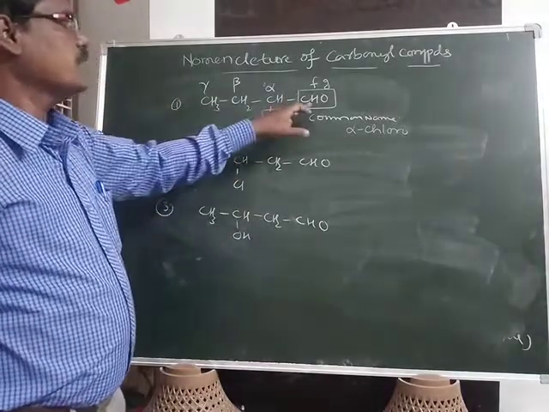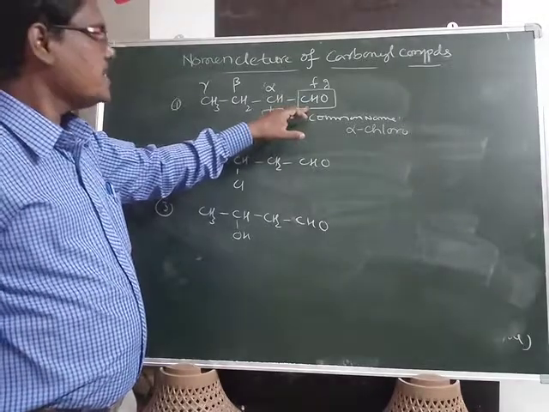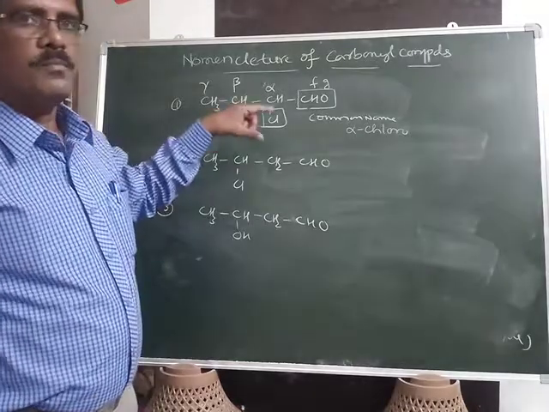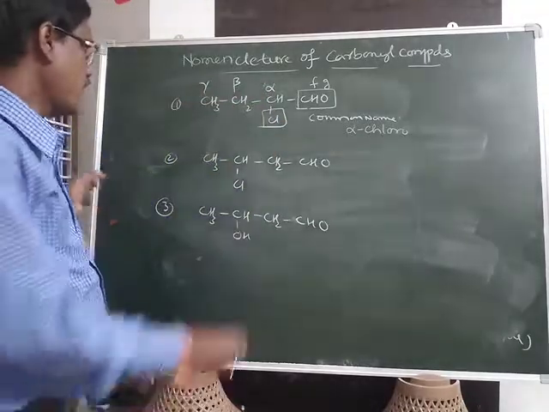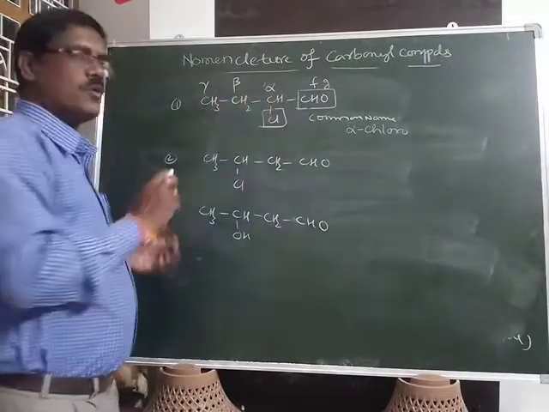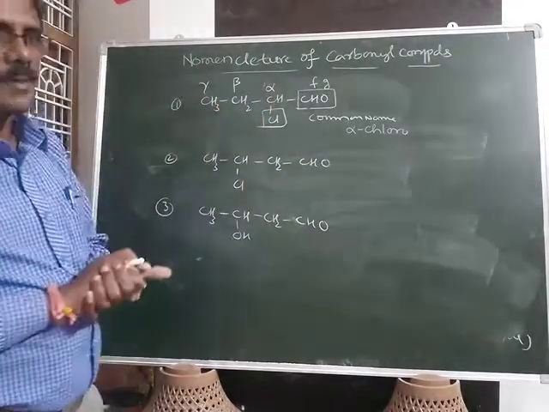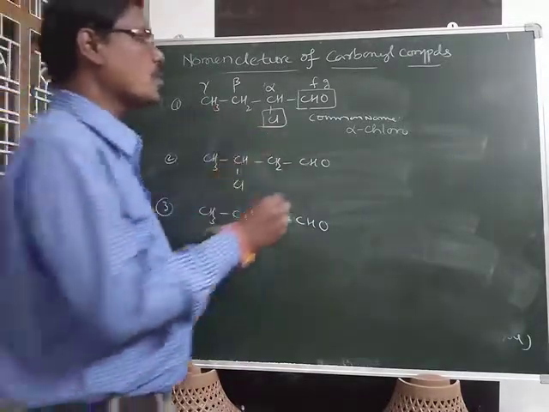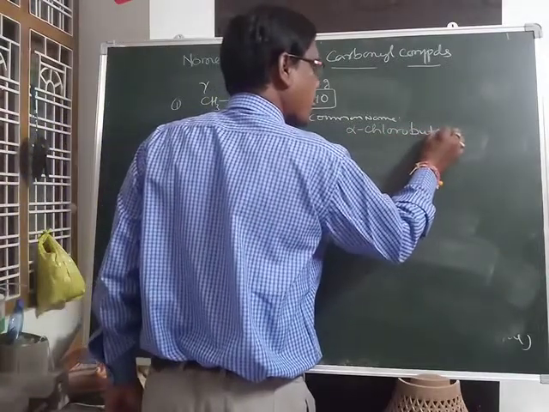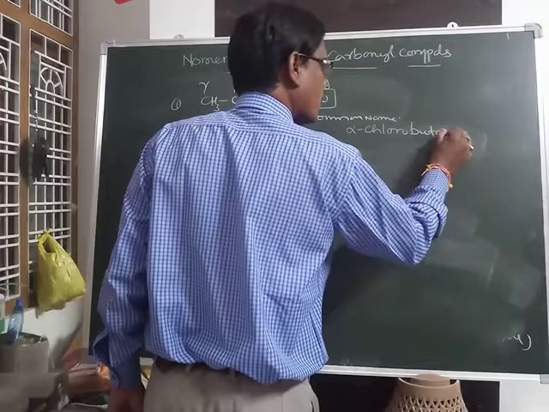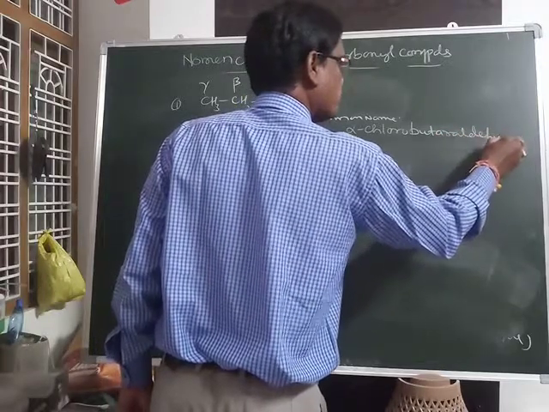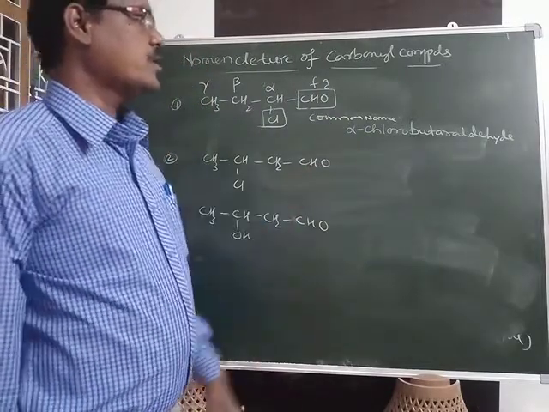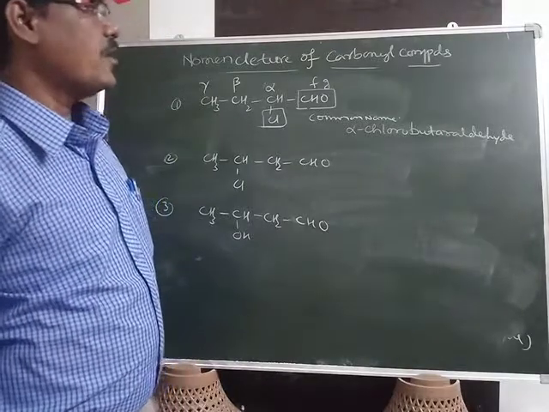Butanoic acid, when replaced by the CHO group, is the aldehyde. The 4 carbon containing carboxylic acid is butyric acid, its common name. Replace ic acid by aldehyde, then we obtain alpha chloro butyraldehyde. Butyric acid replaced by aldehyde gives butyraldehyde.